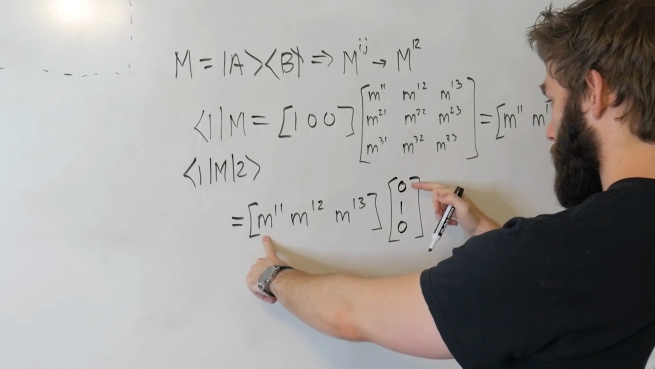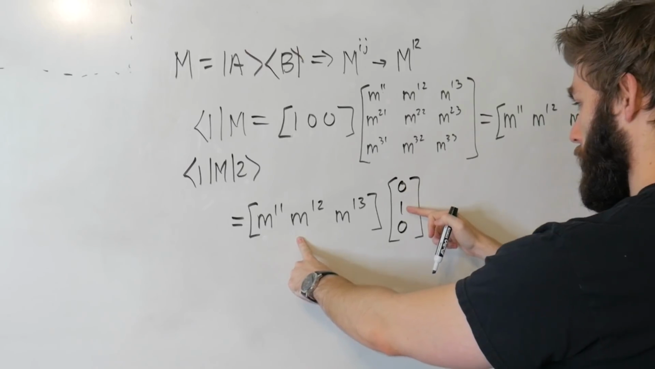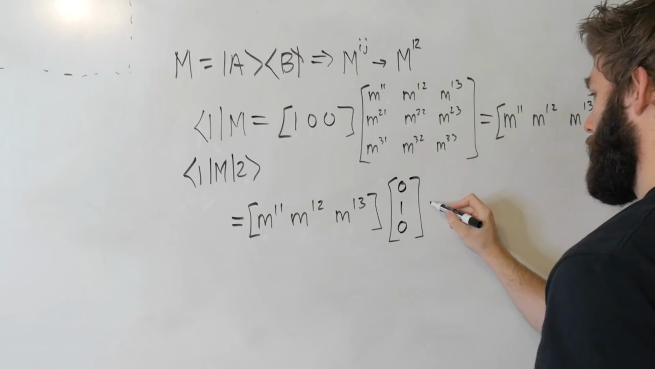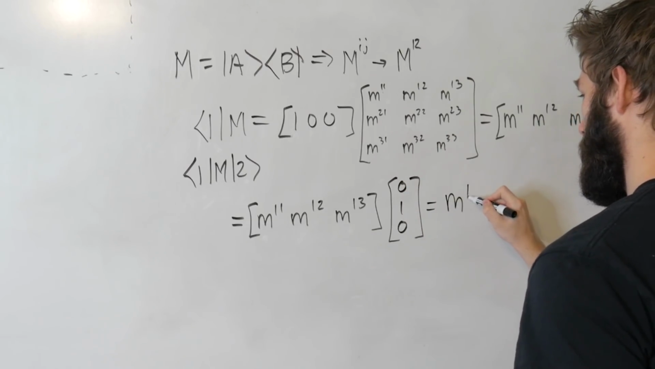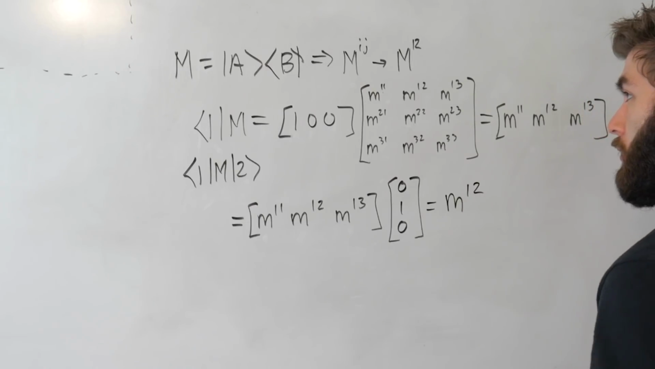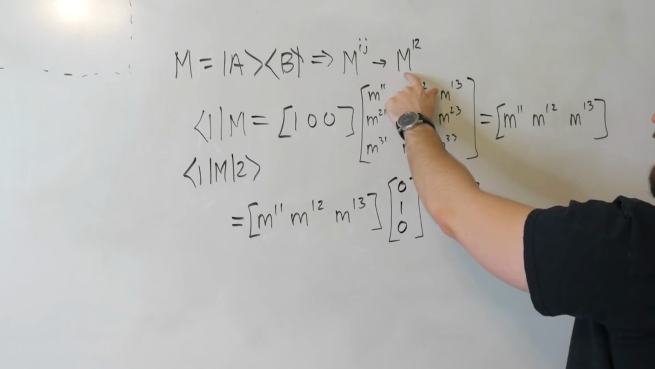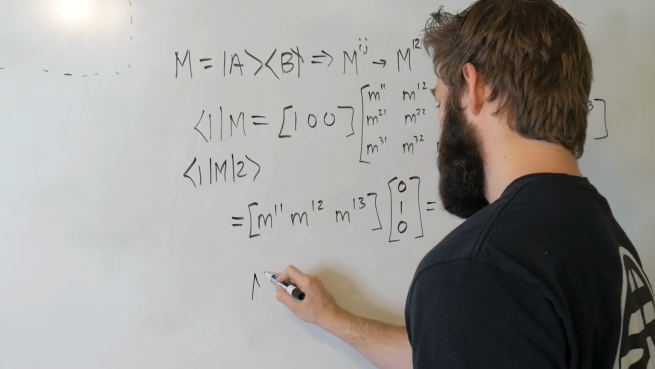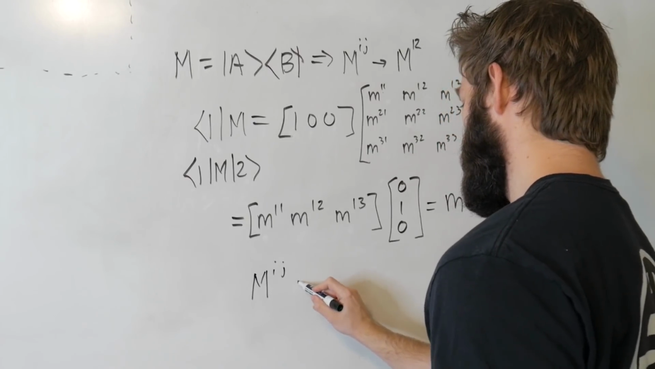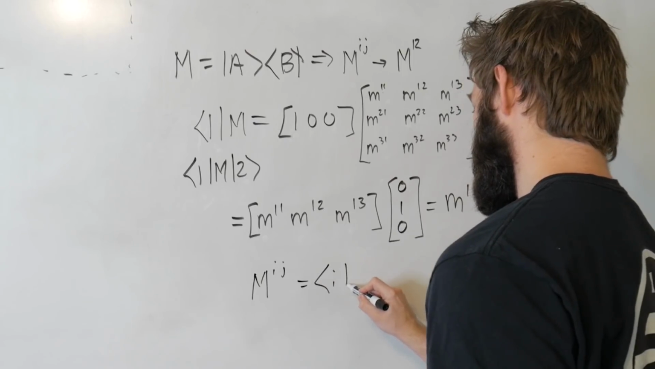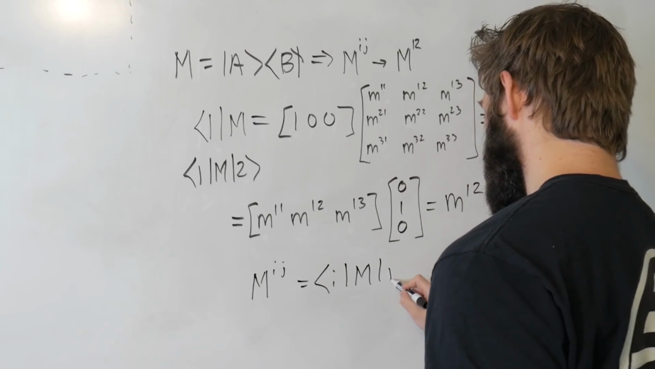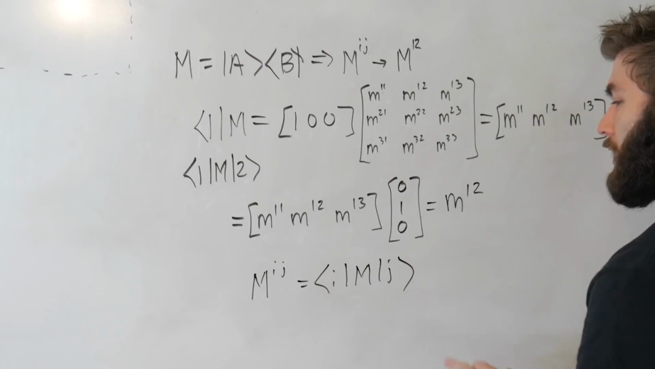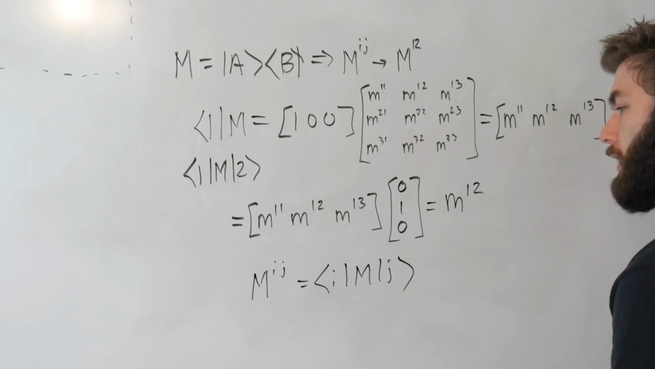We get M11 times 0 plus M12 times 1 plus M13 times 0, which is giving us M12. Cool, so now we have exactly the matrix element we were looking for. Put more generally, Mij is equal to <i|M|j>. And this is something you use a billion times in any quantum mechanics class.